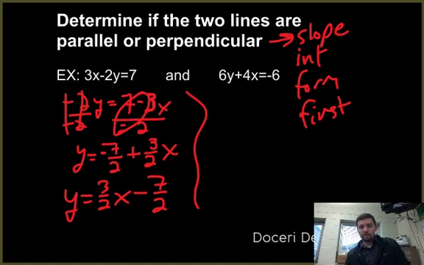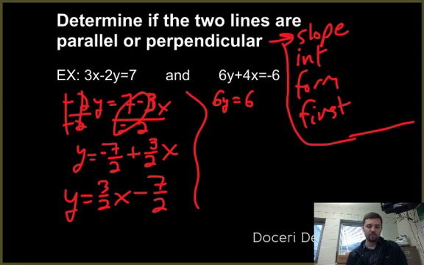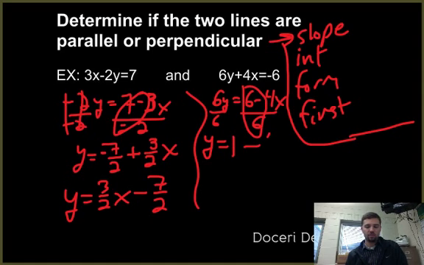Okay. Let's put this next one in slope-intercept form also. So first thing I'm going to do is subtract 4x from both sides. So I'll get 6y equals 6 minus 4x. Divide by 6, divide by 6. Alright, so then I'm going to get y equals 6 over 6, which is just 1, minus 4 over 6x. Okay. Well, let's simplify that fraction. y equals 1 minus 2 over 3x.